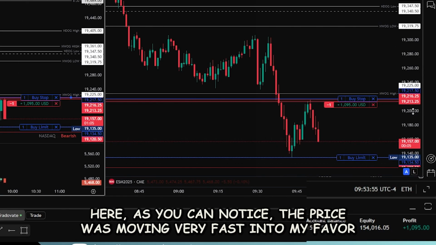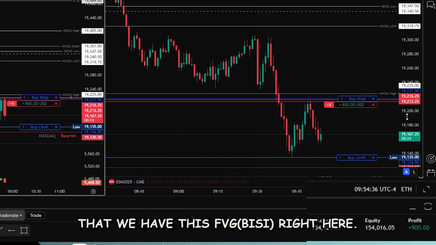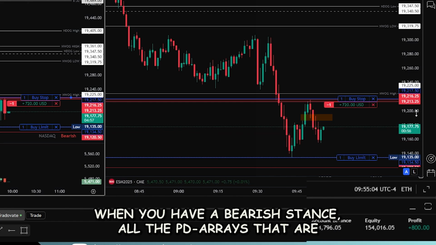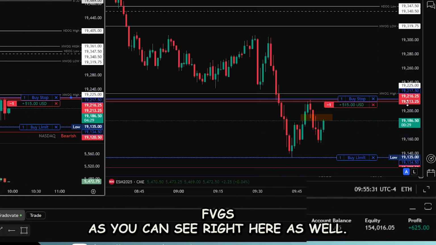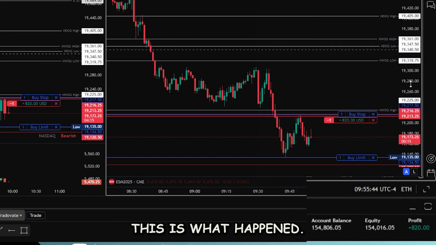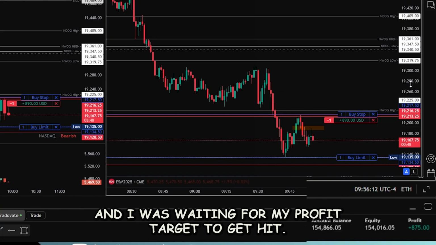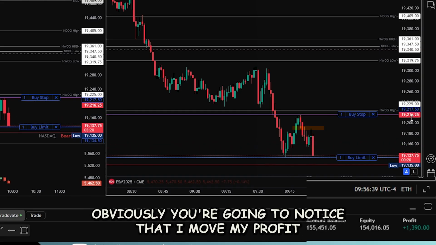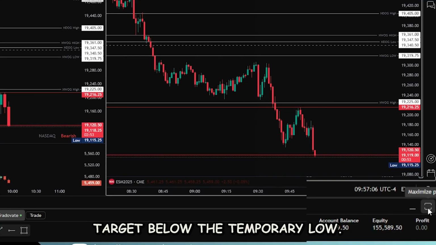funded. Here, as you can notice, the price was moving very fast in my favor, and as the price was moving, I was observing that we have this fair value gap in form of a BC right here. When you have a bearish stance, all the PD arrays that are bullish are not going to stand, and they're going to act as inversion fair value gaps, as you can see right here as well. This is what happened. This candle was hitting the inversion fair value gap, and I was waiting for my profit target to get hit. Obviously, you're going to notice that I moved my profit target below the temporary low.